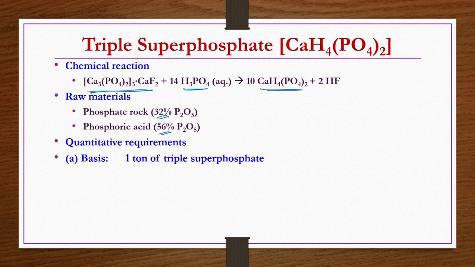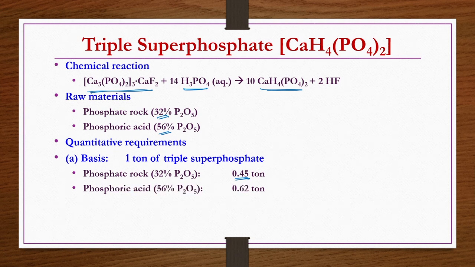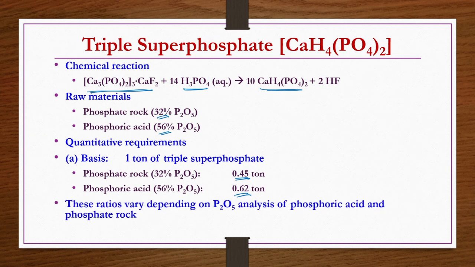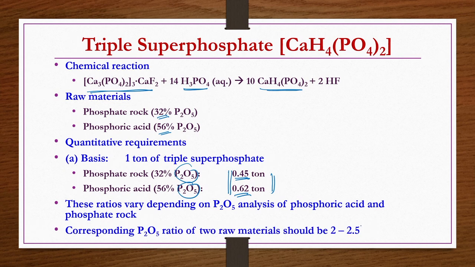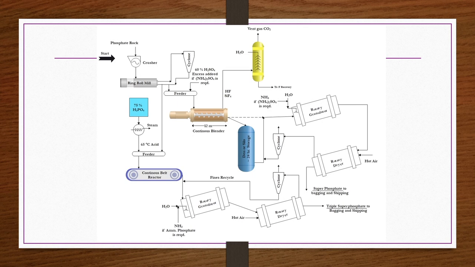Quantitative requirements: to produce 1 ton of triple superphosphate, 0.45 tons of phosphate rock and 0.62 tons of phosphoric acid are required, and these ratios vary depending on how much P2O5 is present in the raw material. If you have 32% and 56% respectively in phosphate rock and phosphoric acid, then these quantities are fine. Otherwise, you have to appropriately calculate and then take the quantities of phosphate rock and phosphoric acid. However, the ratio between the two raw materials is proposed to be between 2 and 2.5 for a better conversion of the raw materials. A flowchart is shown here for the production of superphosphate and triple superphosphate again.